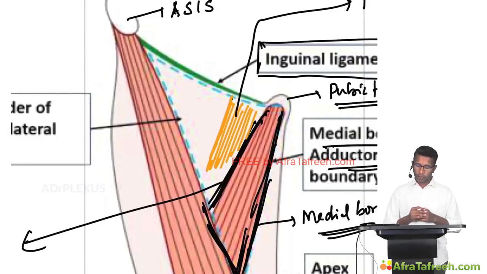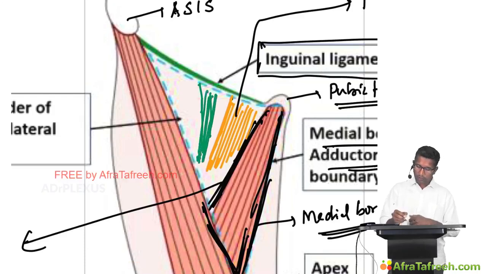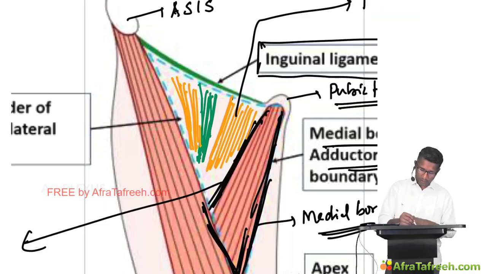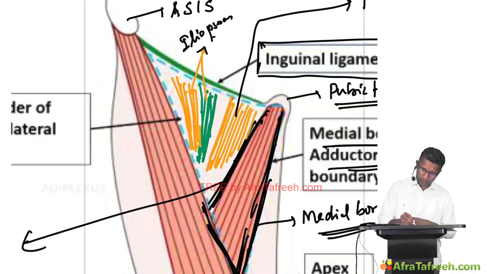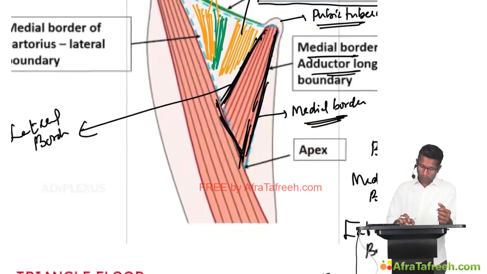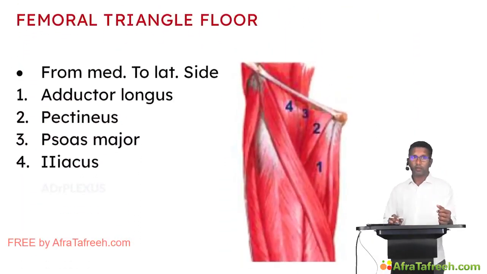So the floor of the femoral triangle is formed by these muscles. The next muscle which forms the floor, which is almost tendinous in this area, is the psoas tendon, which fuses with the iliacus muscle to form the iliopsoas tendon here. So it is the iliopsoas tendon which is forming the floor of the femoral triangle. We can write it here, where they have given a picture. Yes, femoral triangle floor.